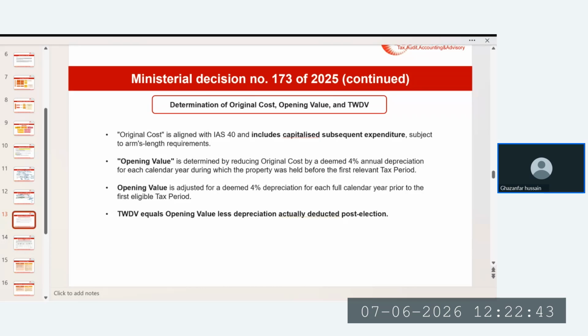So this is the same concept, original costs. We already understand our way of learning. Before diving into that, we understand the key fundamental principles, so it's easy while we are reaching these points. First, we have to determine the original cost from the purchase contract, then the opening value at the first tax period. So we have to do backward calculation and come to the tax written down value.